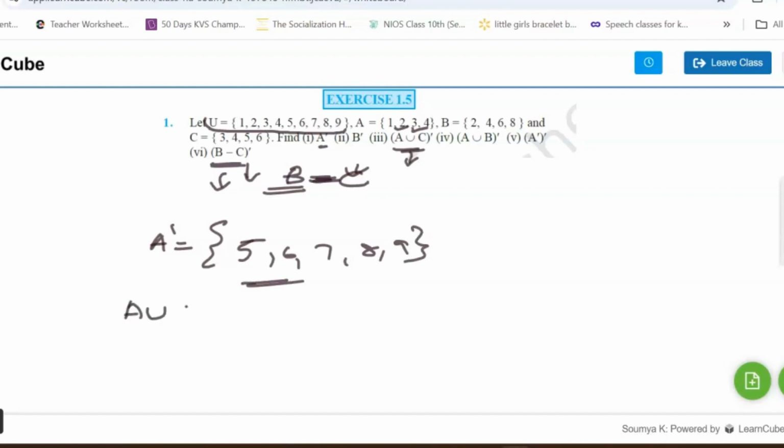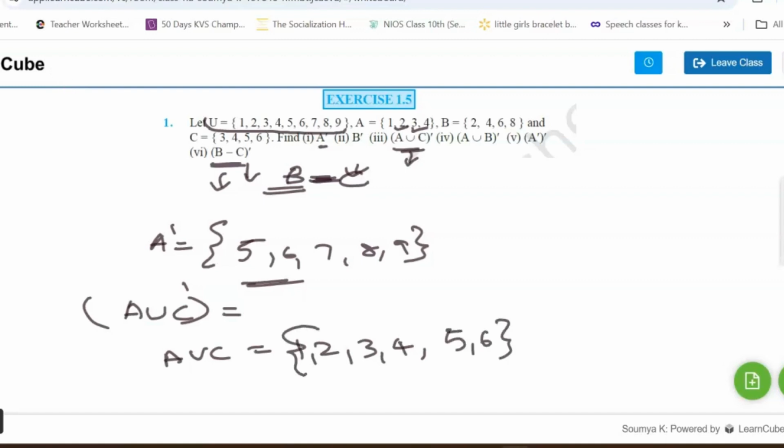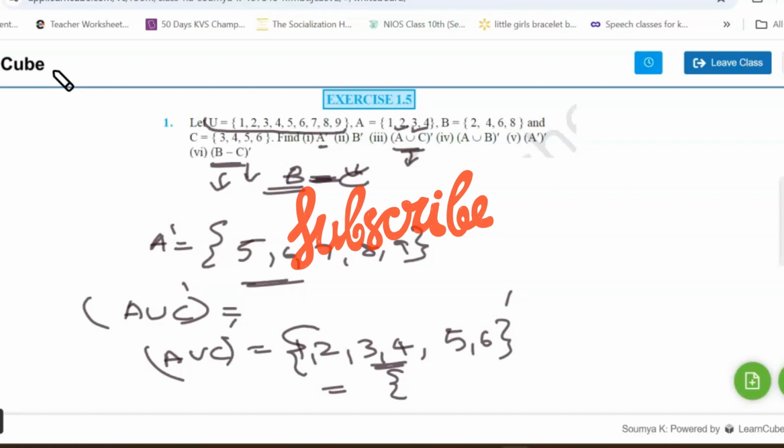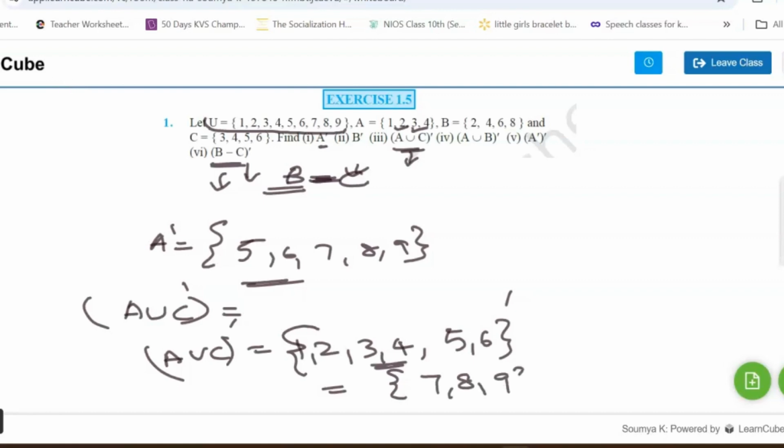Next comes the complement of A union C. That means first find out what is A union C and then find its complement. You have to take the elements of A and the elements of C. In that case, it will be 1, 2, 3, 4 and 5, 6 will come. All the elements from both the sets, and the repeated elements only once. From the universal set, remove these elements, and write down the remaining elements. That is 7, 8 and 9. So this is the complement of A union C.